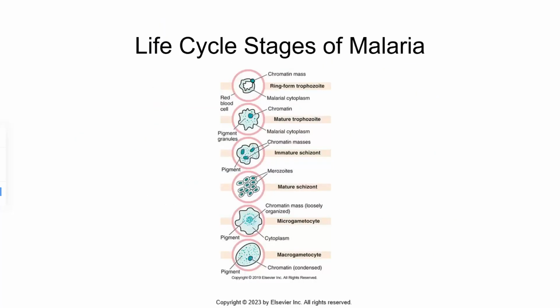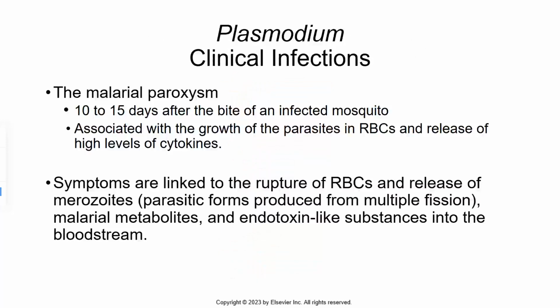So here's a diagram of the different life cycle stages that you can take a look at. So the malarial paroxysm, 10 to 15 days after the bite of the infected mosquito, associated with the growth of the parasite in red blood cells and the release of high levels of cytokines. So I talked about cytokines, how there's pro-inflammatory ones, anti-inflammatory ones. Typically, when we want inflammation to progress, we use the pro-inflammatory cytokines. Inflammation is a good thing up to a point. So inflammation does call red blood cells to the area. It does increase temperature to try to unfold proteins of the pathogen. It really does try to promote the clearance of the pathogen.